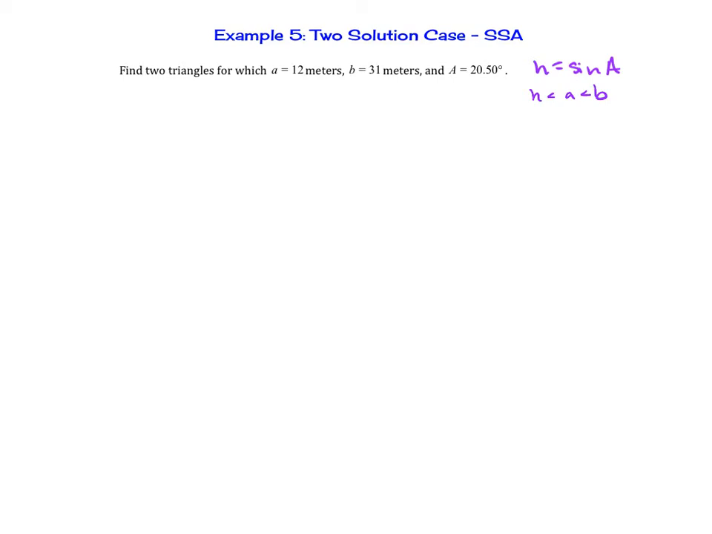So we know that h equals b sine of A, so 31 sine of 20.50 degrees. If I plug it into the calculator, that's 10.86 meters. So the height is approximately 10.86 meters. a is 12 meters and b is 31 meters. So that's definitely true. So we know that we have a two-solution case. We have two triangles, even though it tells us already, this is how you would tell.